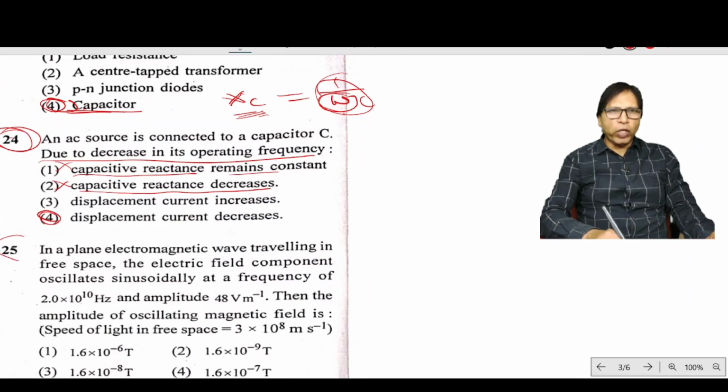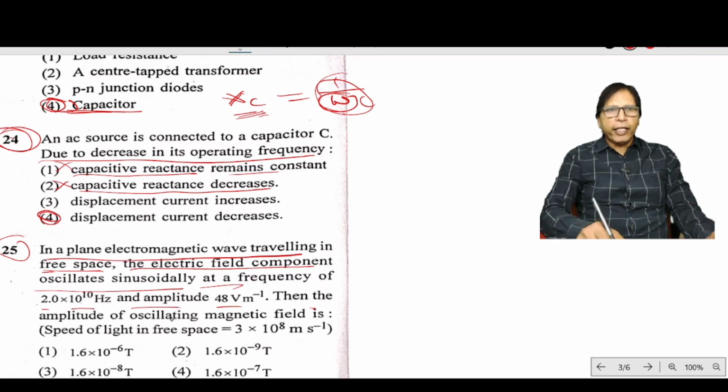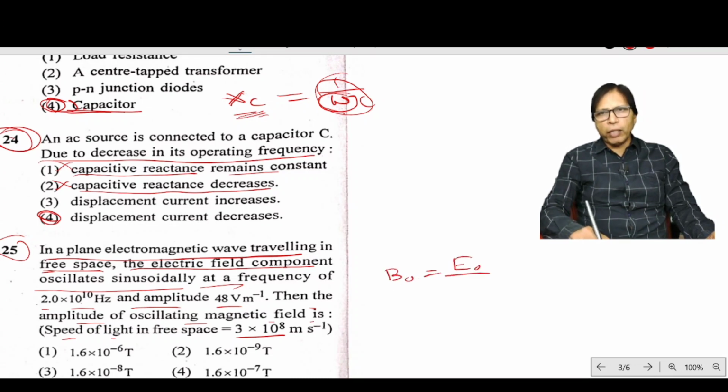Now question number 25. In a plane electromagnetic wave traveling in free space, the electric field component oscillates sinusoidally at a frequency of 2 × 10^10 Hz. The amplitude is 48 volt per meter. Then the amplitude of the oscillating magnetic field is given by B0 = E0 / C.